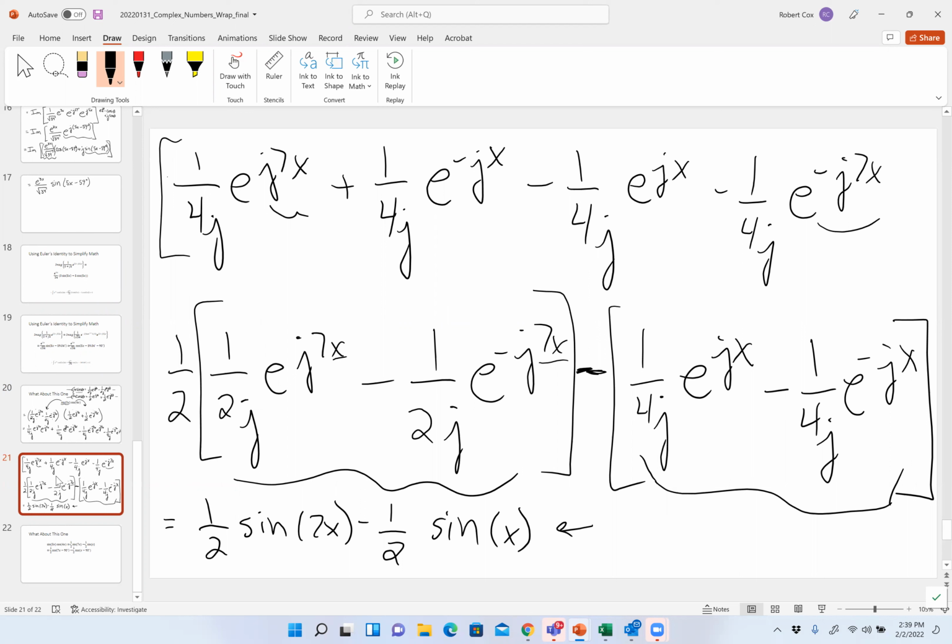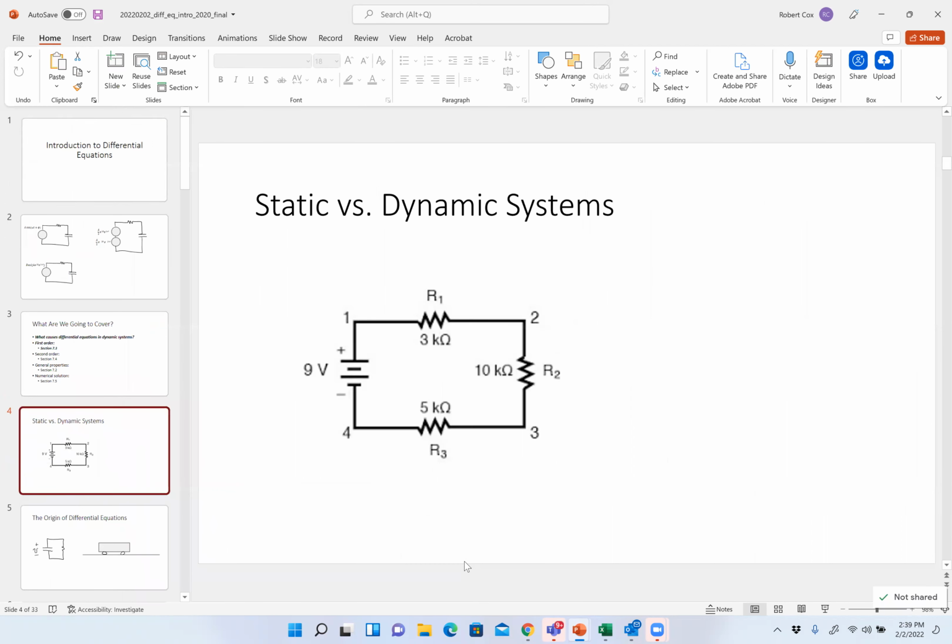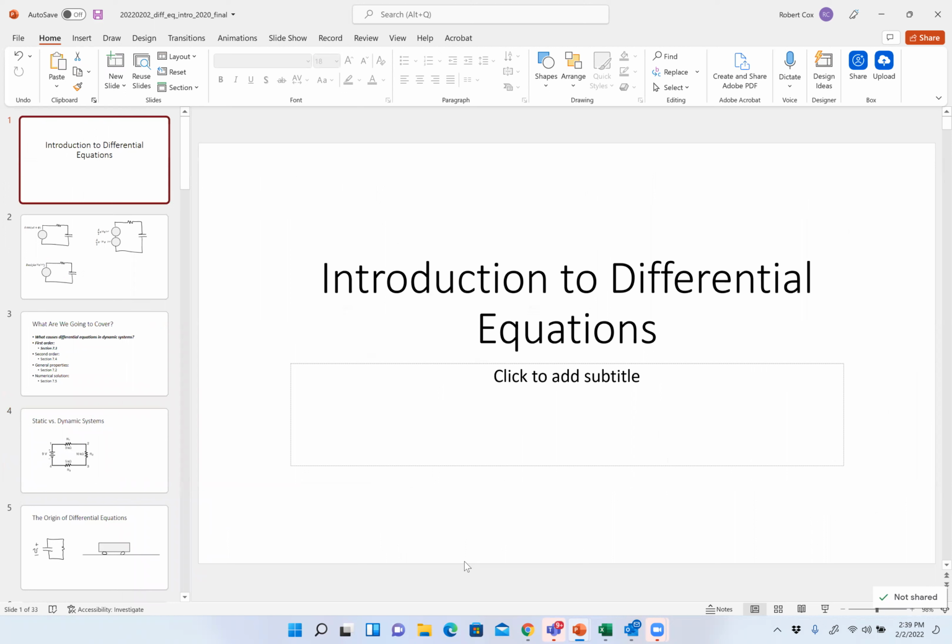I'm going to jump over to my next topic for today, which is all about differential equations. That's not on the exam. So everything I cover after right now is not on the exam. So let's jump into this.